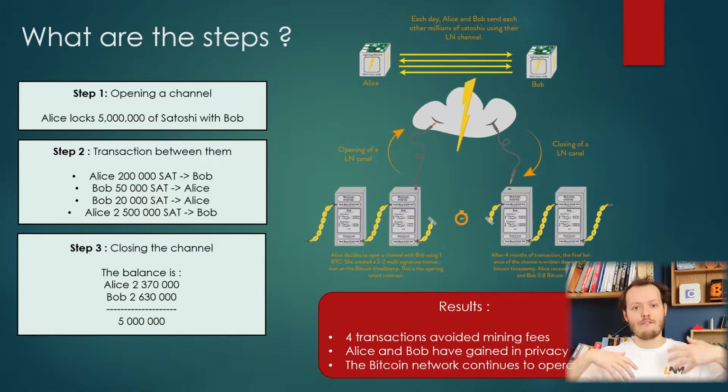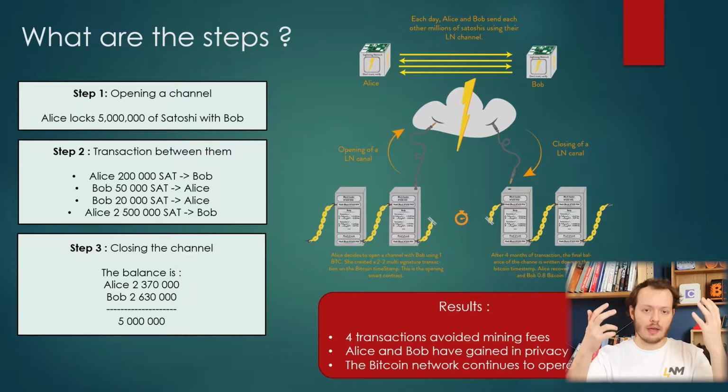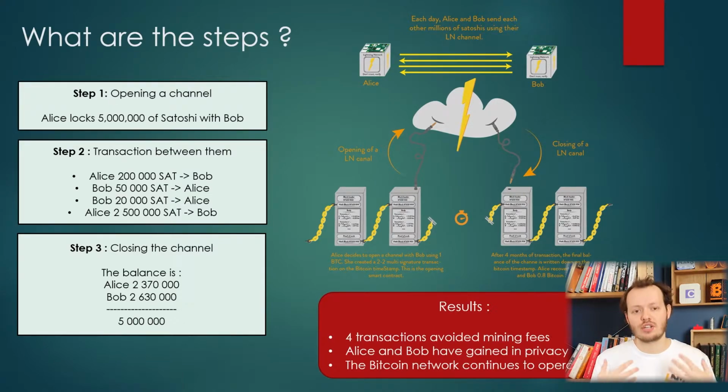So now you have 5 million Satoshi locked between you and Bob in an upper layer. And now you can do as many transactions as you want because it's not written down on any ledger. If you think of it, it's literally like a note at your local bar or restaurant. It's literally like a note that you have on your fridge between you and your girlfriend. Or it's a note that you have between you and your friends when you go on holidays.